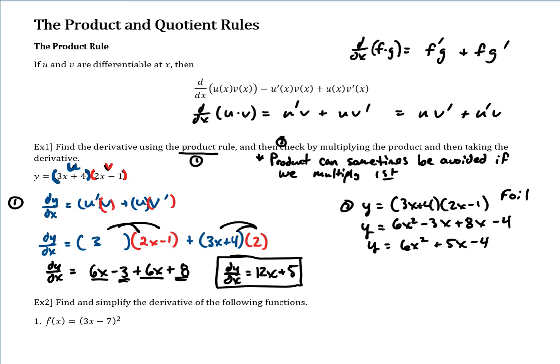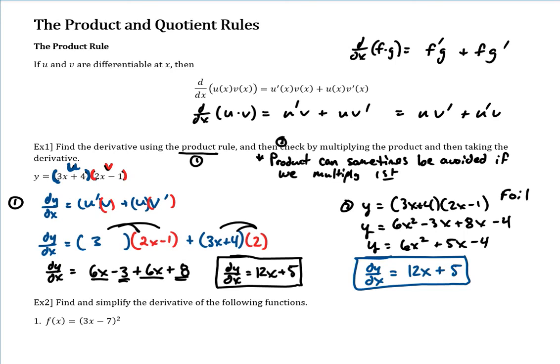And then now we can do this derivative. So we multiplied first, and now doing the derivative, we have dy dx is 2 times 6 is 12, and then x to the first power, plus the derivative of the second term is just 5. The derivative of the constant is 0. So we can see it works the same. We get the same answer.